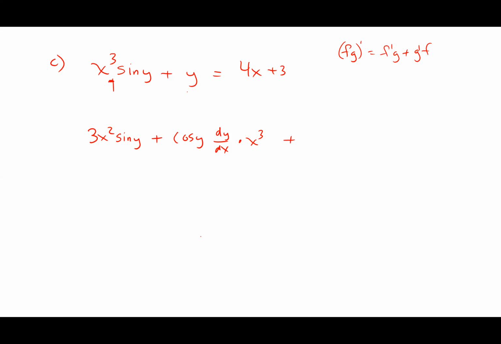Then we move on to the little plus y right here, and we're going to take the derivative of y. In this case, it's just going to be a 1. We don't even need to write it down. We're just going to put dy/dx plus. And now on the other side, those don't have any y values at all. So the derivative of 4x plus 3 is just 4. That's it.